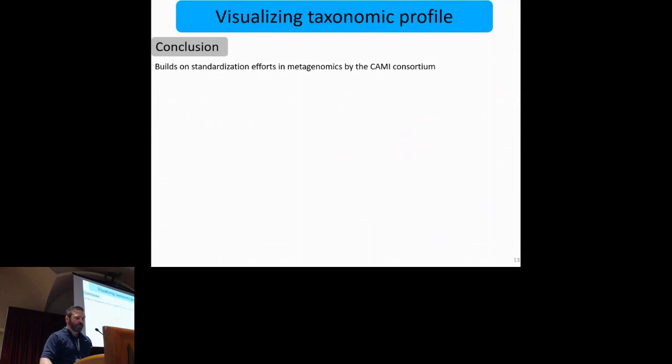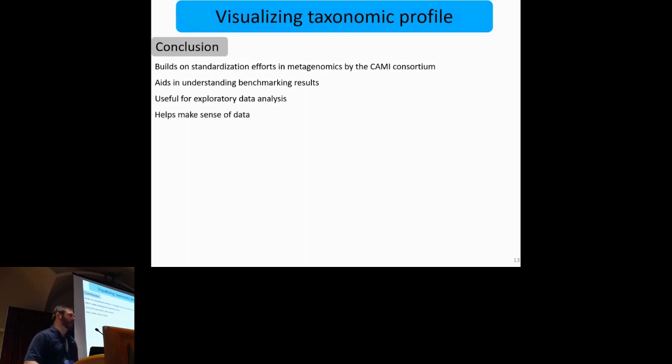So to wrap up, this approach is building on the standardization efforts by the Cami consortium, and is just sort of a plug to say, hey, if you're doing tool development in this area, maybe consider supporting these sorts of input-output formats, because then you might have wider adoption. It can also help you understand some of the benchmarking results that you have. So if you're using Opal and you get a big list of numbers and you ask, so what? It can help you visualize that, do some exploratory data analysis, and better make sense of your data.